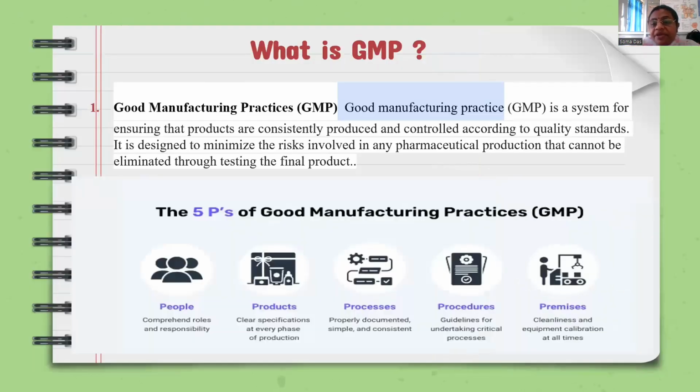So what is GMP? It is a system for ensuring that products are consistently produced and controlled according to quality standards. It is designed to minimize the risks involved. It is very important that the parameters included in good manufacturing practices minimize the risks involved in any pharmaceutical production that cannot be eliminated only through testing the final product.